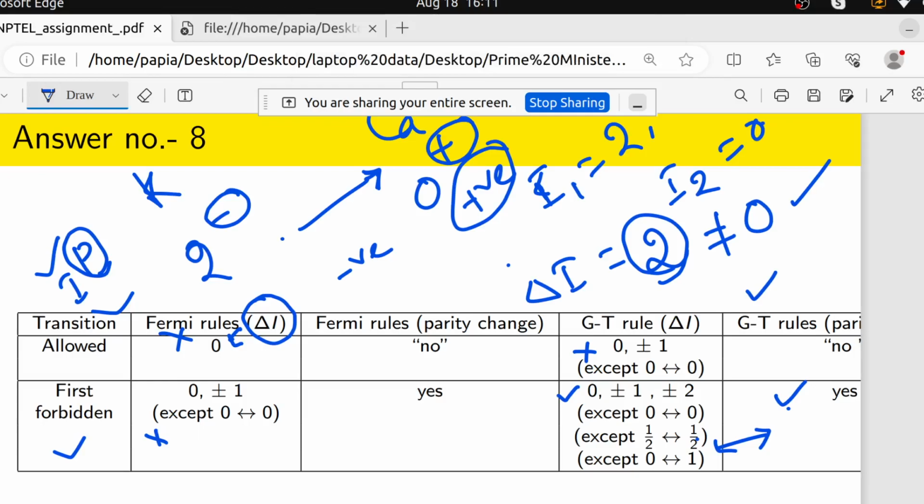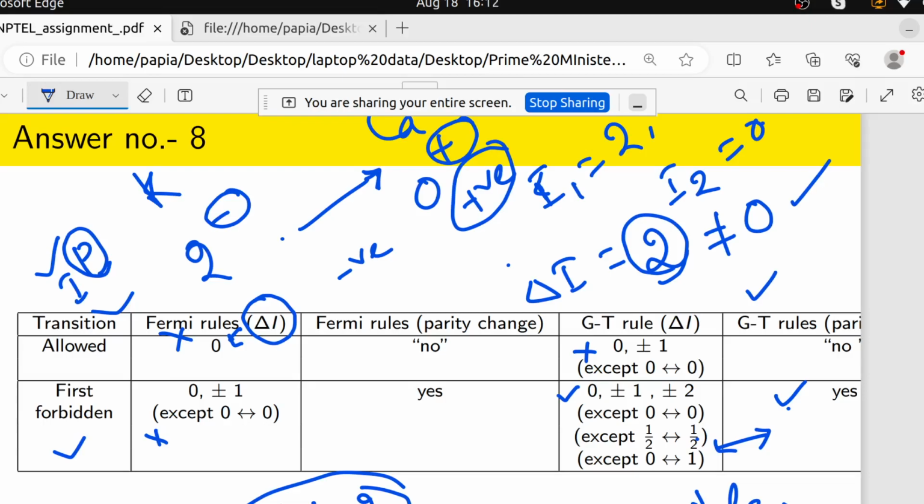Suppose delta I is greater than 2, I mean 3, 4, 5, whatever. For that type of beta decay, it is obviously not possible. There will be no first forbidden, second forbidden, nothing. Simply it is not possible. Only delta I up to 2 is possible. But in which sense is it possible, we have to see: is it allowed, is it first forbidden, is it second forbidden. But delta I greater than 2 is not possible anyhow.